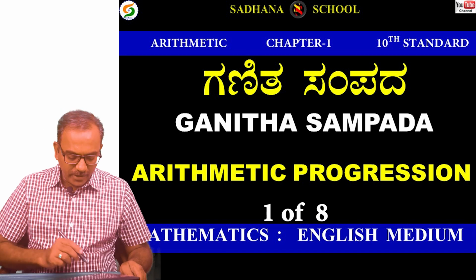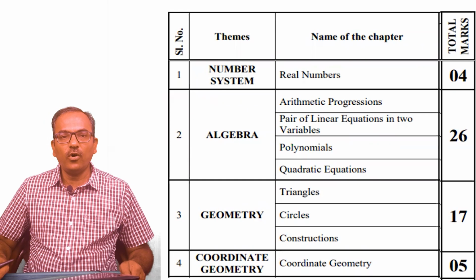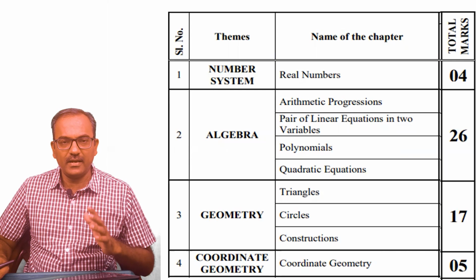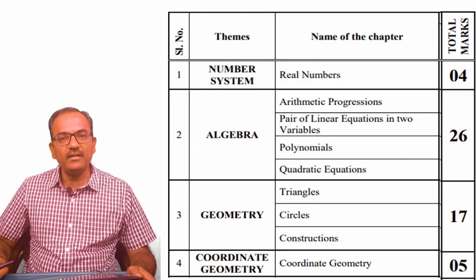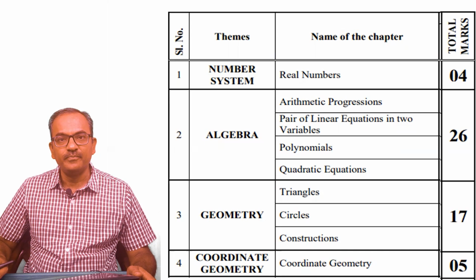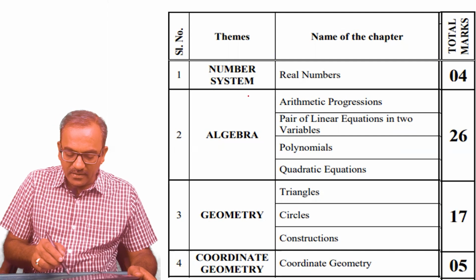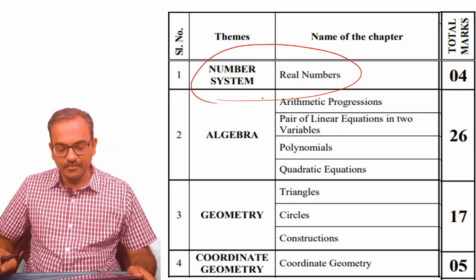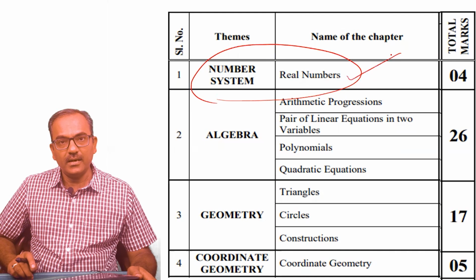Now for the benefit of dividing the syllabus, we have already made the entire syllabus, that is 15 chapters in mathematics, into 7 different themes, right? So in this Sampada, the mathematics learning system, we will be discussing all the 7 themes. Now just look at the first theme. The first theme comprises the number system, and the chapter considered here is real numbers.